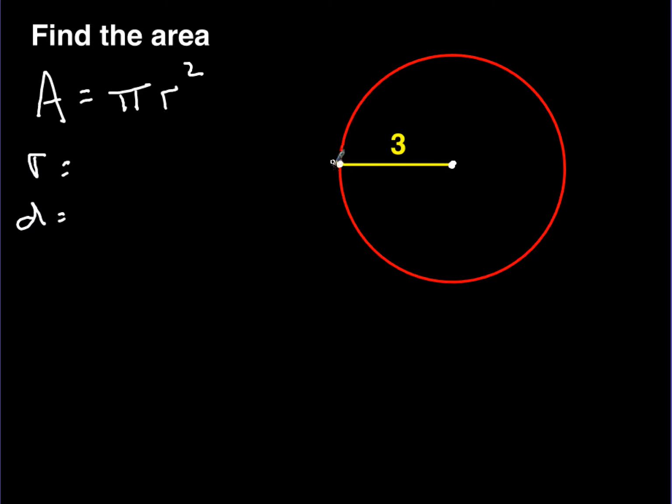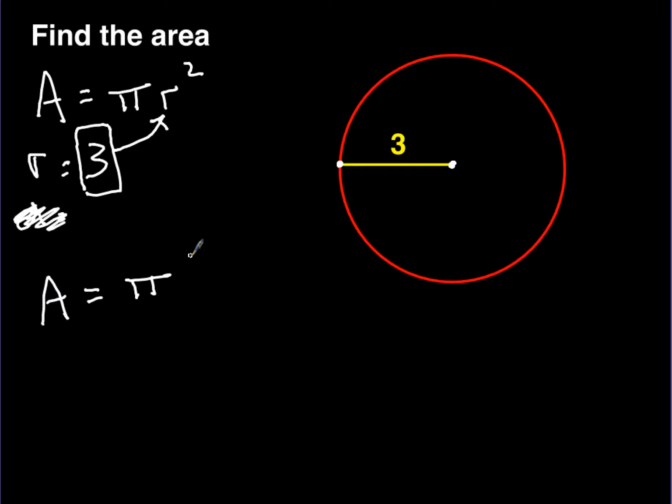I'm told here, because it goes from one end of the circle to the middle, that my radius is 3. I don't have my diameter. I could figure it out right now, but I don't need to because I need the radius for my formula. So I'm not even worried about my diameter. I have my radius. I have my information. I can substitute this into my formula. So the area of this circle is equal to pi times my radius, which is 3 squared. What I want to do now is solve this problem for area.